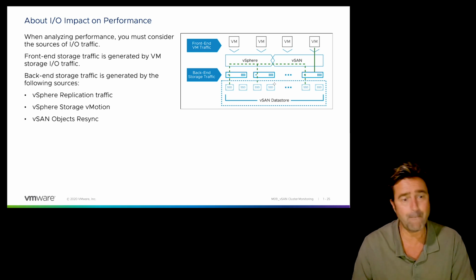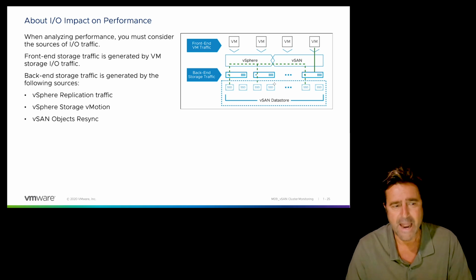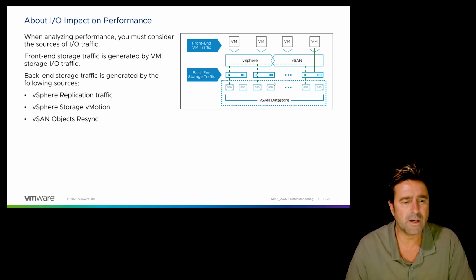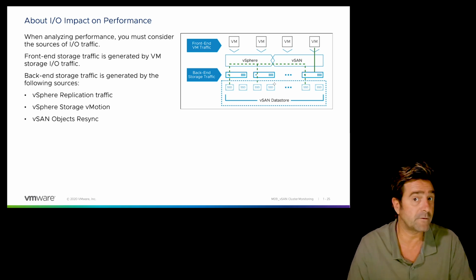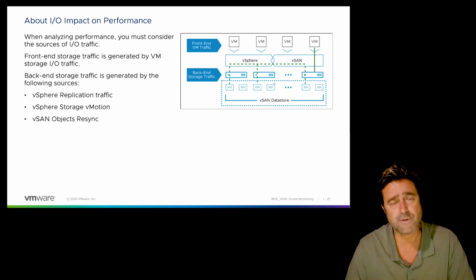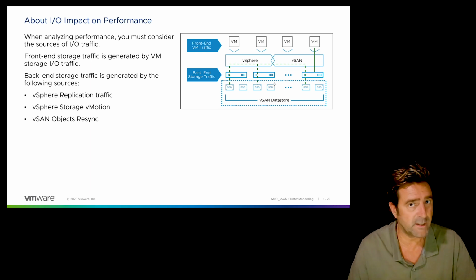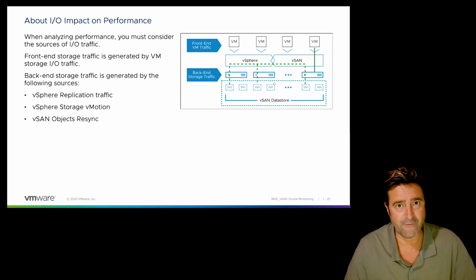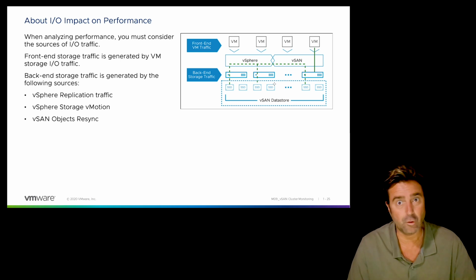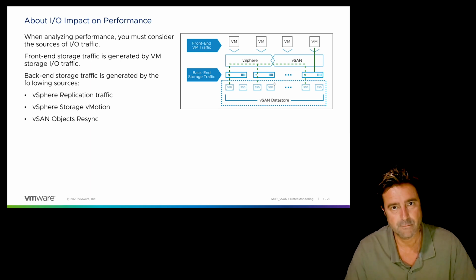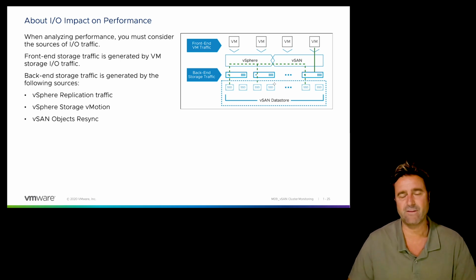Now, when we're talking about back-end storage traffic, as you can see here, we're talking about, for example, additional activity that is taking place potentially because of a resync operation or because of the actual replication of your VMs. Remember, after all, if your VM is a two-way mirror, you're writing the data twice. If your VM, of course, is RAID 5, you're writing the data to 4 different hosts. So that's what we're talking about with back-end traffic.